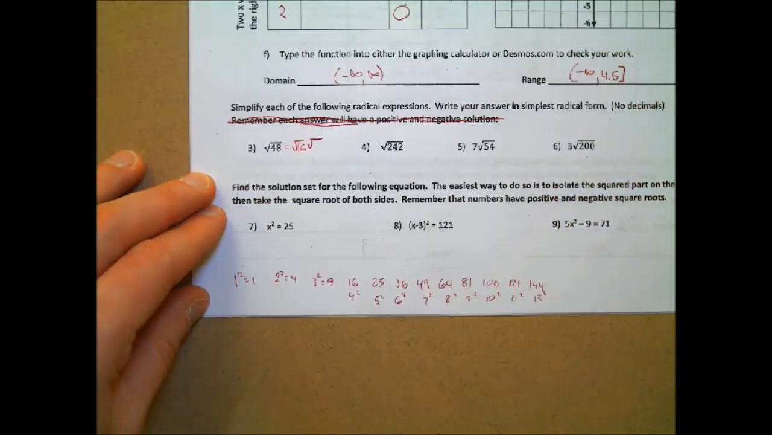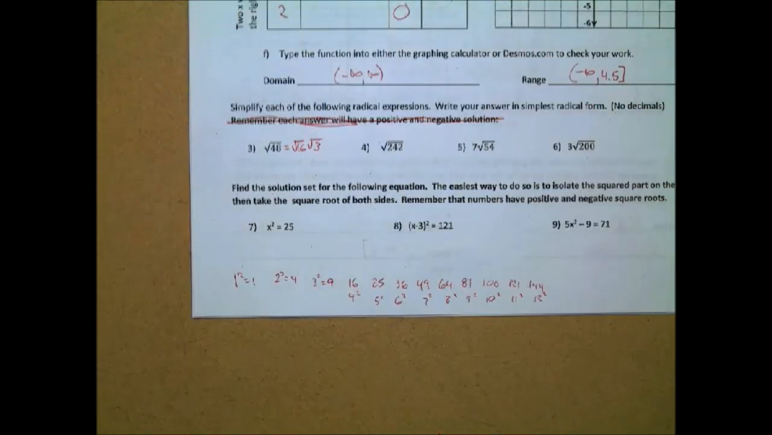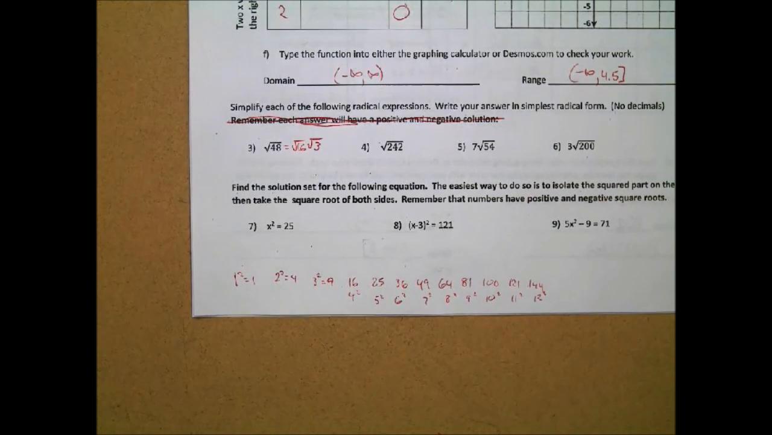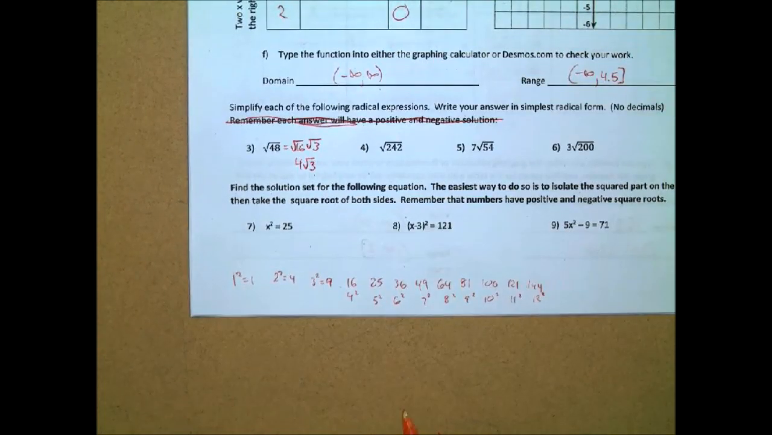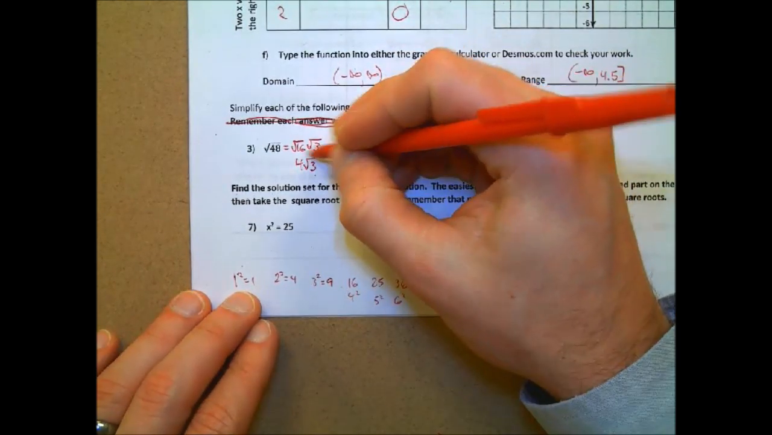3. So we're done right there? Are we done? Good question. Are we done here, folks? What can I still do here? Something with the 16. What is the square root of 16? 4. Okay, so we get 4 times the square root of 3. No, we're done. That's finished, right?